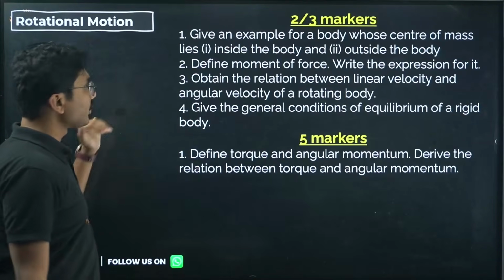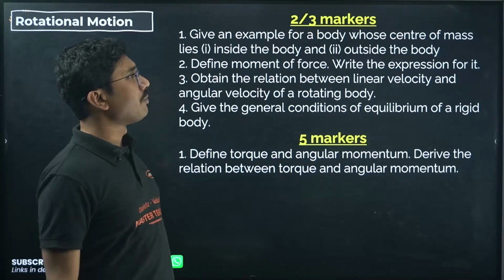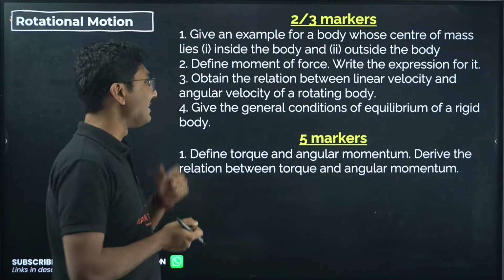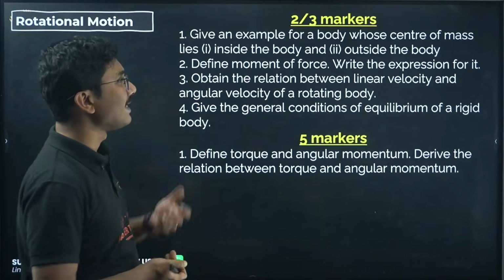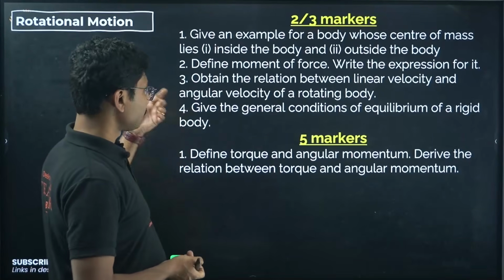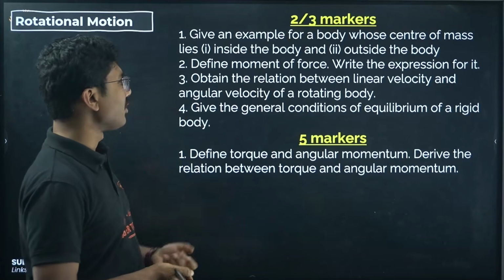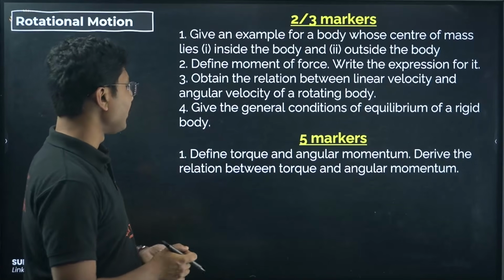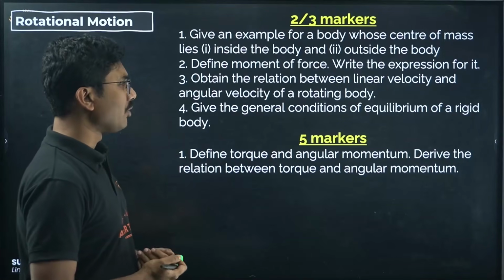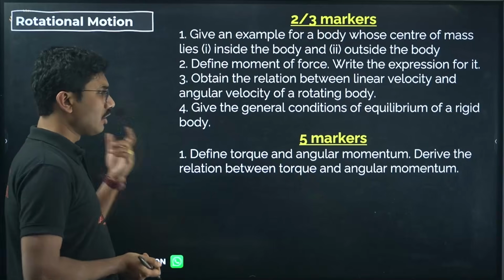Next, rotational motion. Give an example of a body whose center of mass lies inside the body and outside the body. Define moment of a force. Write the expression for it. Obtain the relation between linear velocity and angular velocity of a rotating body. Give the general conditions of equilibrium of a rigid body. Define torque and angular momentum. Derive the relationship between torque and angular momentum.